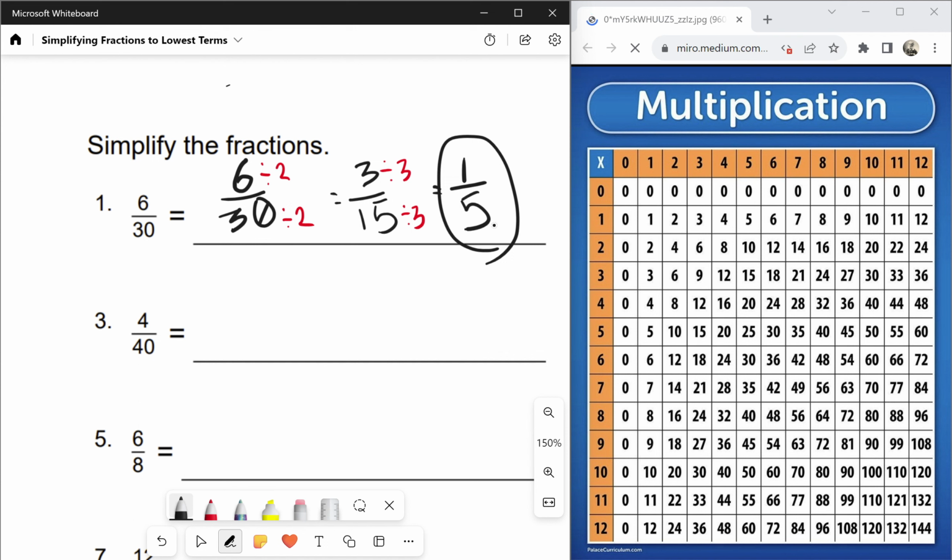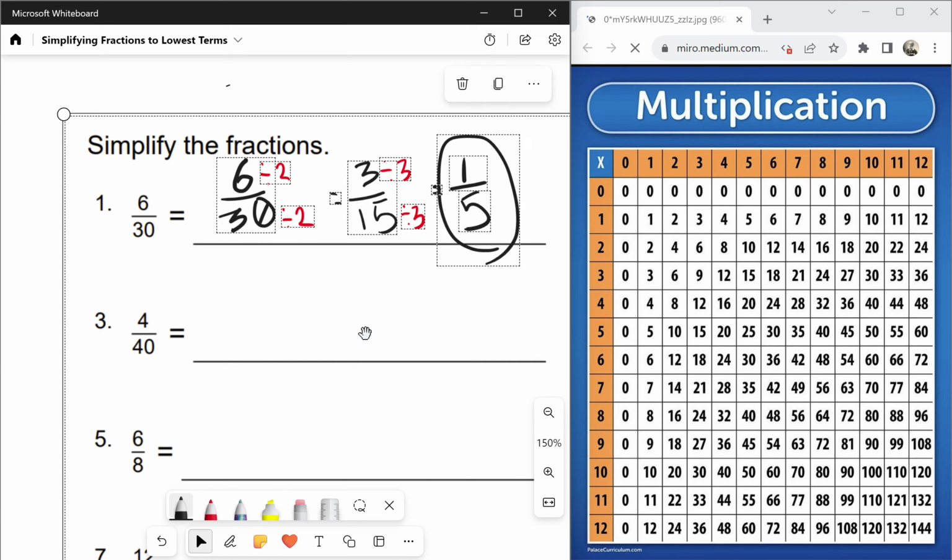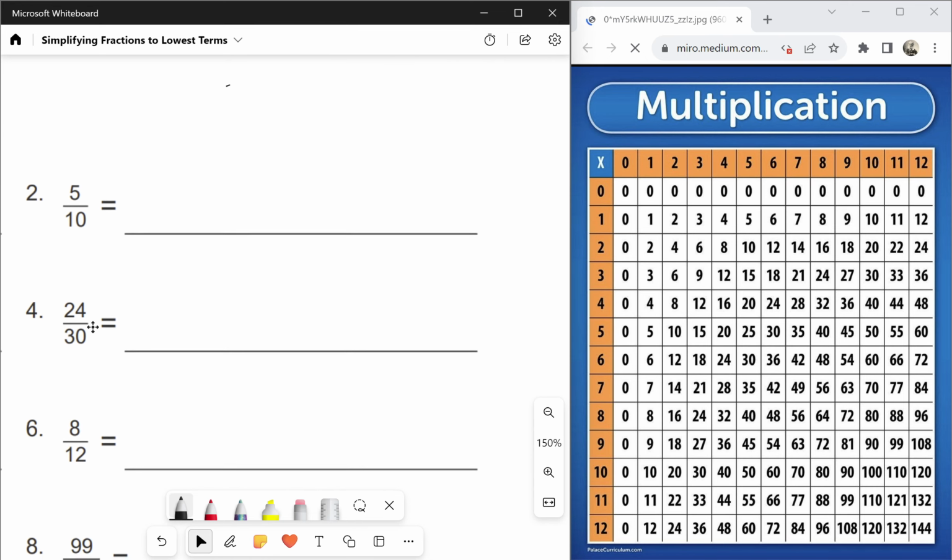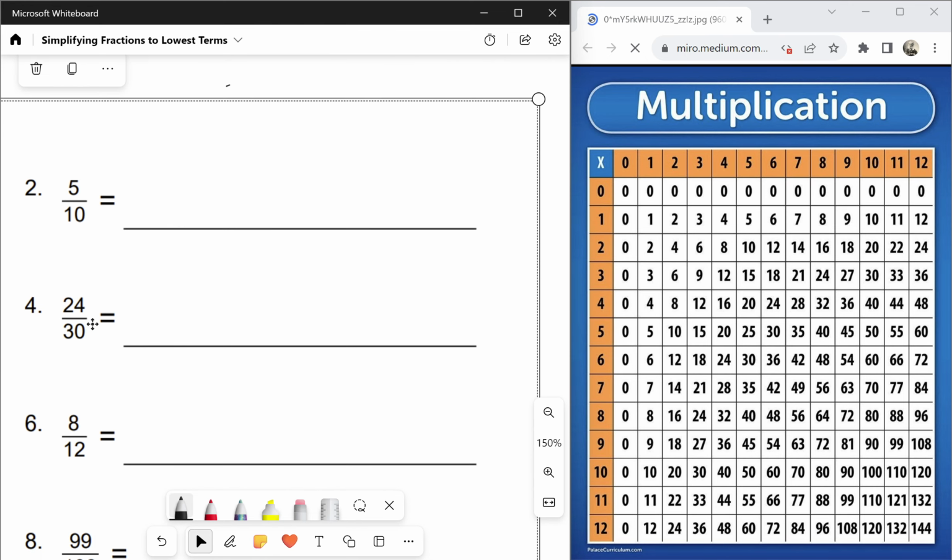And I did that in 2 steps, but using my multiplication table, it wasn't so bad. Well, let's see if I can do that in even fewer steps, still using my multiplication table. I am not going to do number 3. I'm going to move in order. Let's do 5 over 10. Simplify the fraction, 5 over 10.